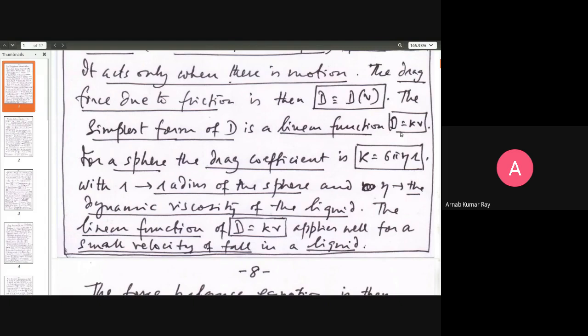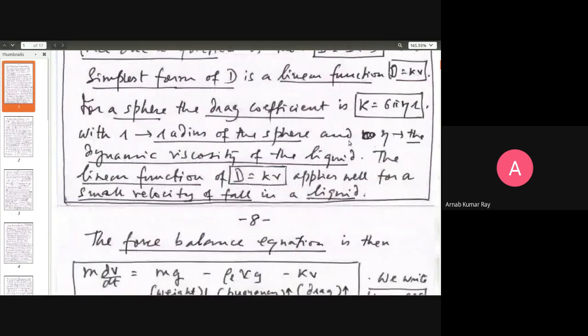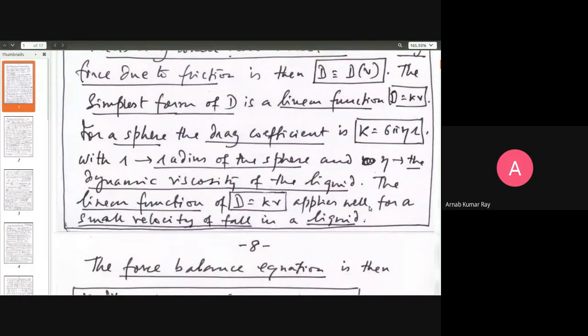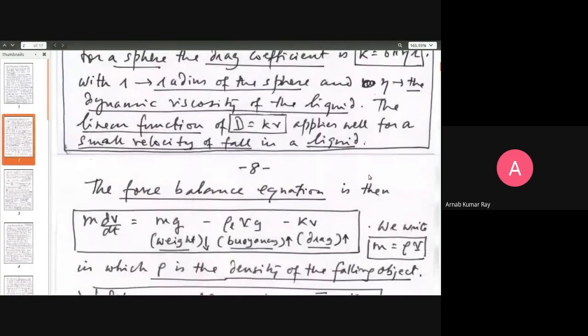So here, this viscous drag, we are writing it as proportional to velocity, where the proportionality constant is k for a sphere only, no other thing. Don't apply this to a stick or any such thing. Only for a sphere, this k is well defined: 6 pi eta times r. And I have written something at the bottom of the page. The linear function D equals kv applies well for small velocity of fall in a liquid.